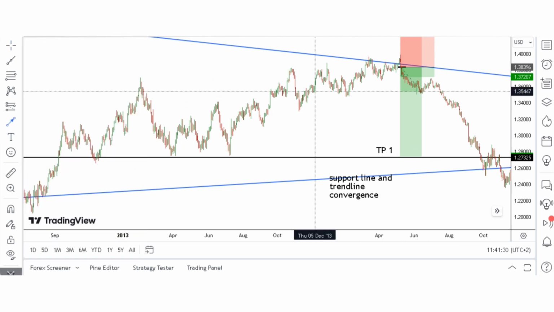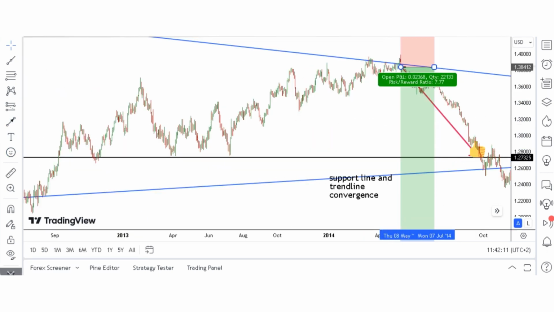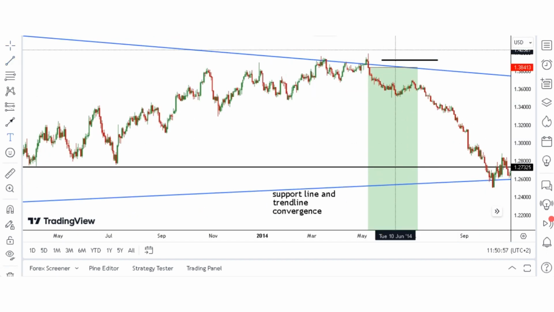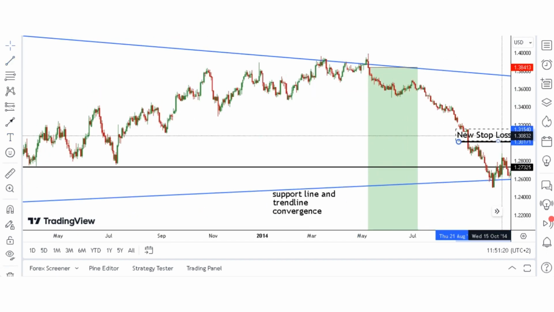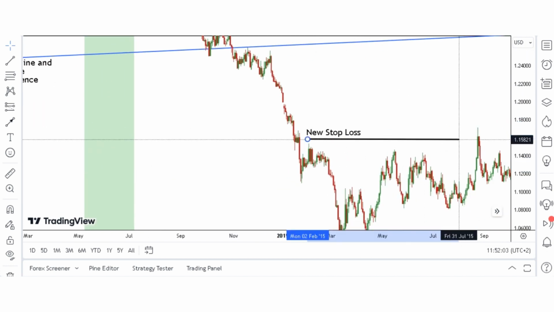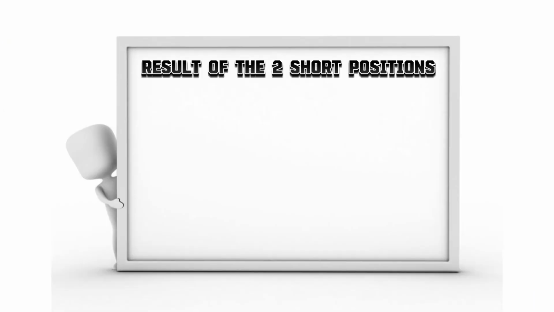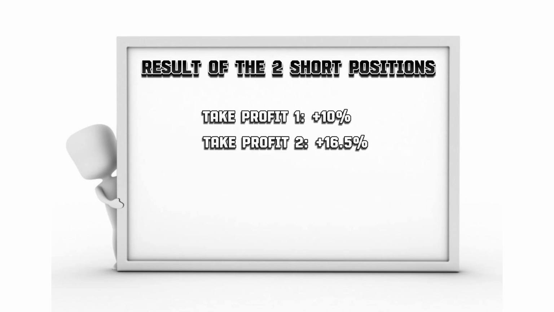Our first position quickly hit the profit target, and for our second position, we could trail our stop loss above the first take profit level. We then wait for another lower low, followed by a lower high, to trail our stop loss again. As you can see, we eventually got stopped out. The result? Our first position yielded a profit of 10%, and the second position a profit of around 16.5%, with a stop loss of 3.5% for each position.